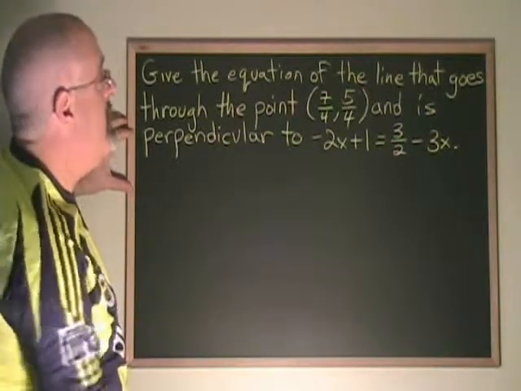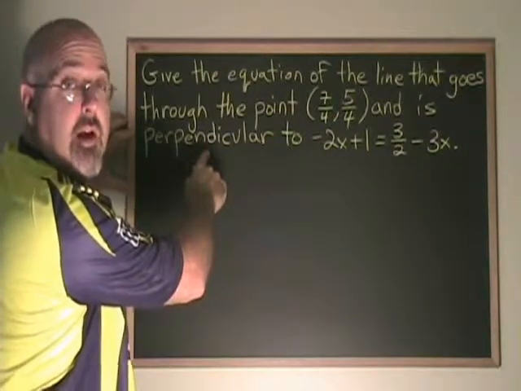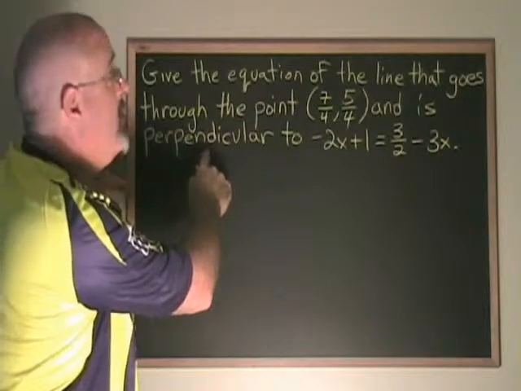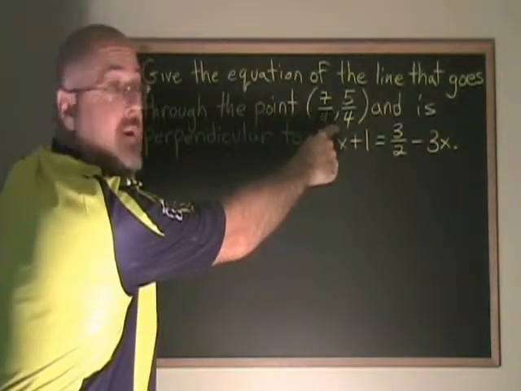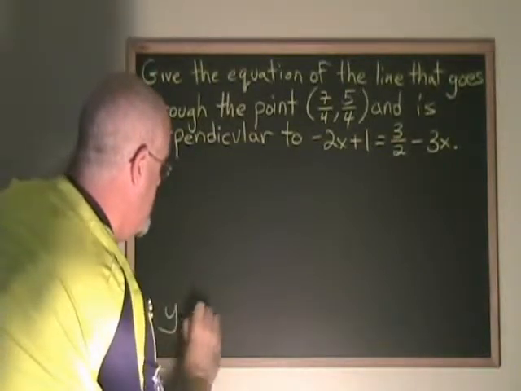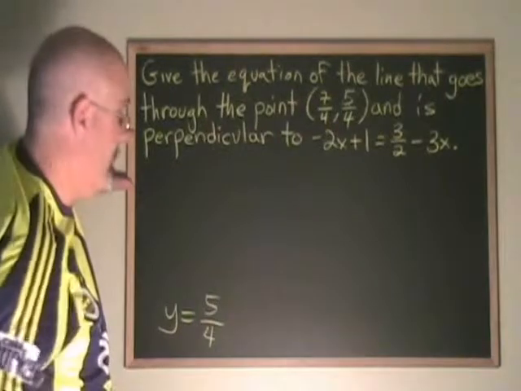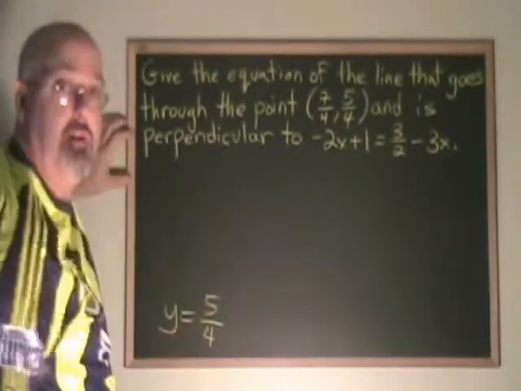Any line that is perpendicular to a vertical line has to be a horizontal line. And the only horizontal line that would go through this point would be the line y = 5/4. I have an answer. Here, in slope-intercept form, is the answer to the question.